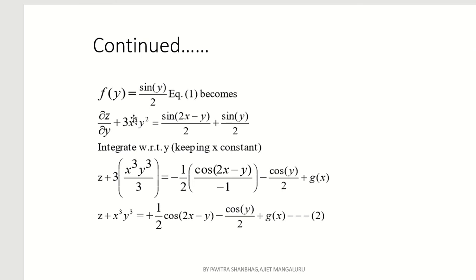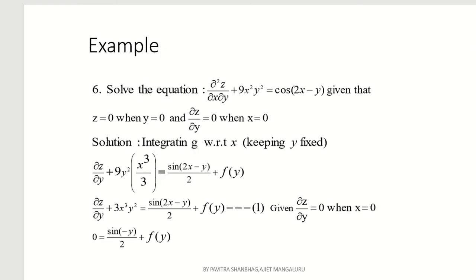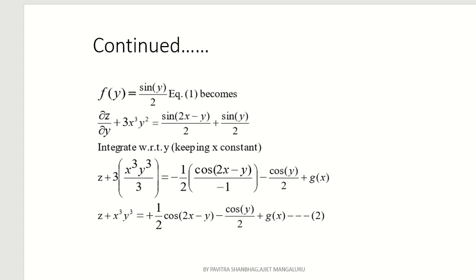Now to apply the second condition, see here the second condition they have given: z equals 0 when y equals 0. So that means we need z. So first write what ∂z/∂y is here: ∂z/∂y plus 3x³y² equals sin(2x − y)/2 plus f(y), where f(y) is replaced by sin y/2. Now our intention is to find z, right? To find z we have to integrate with respect to y, keeping x constant. So what will you get?